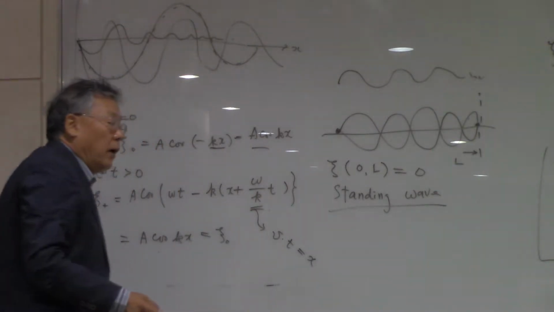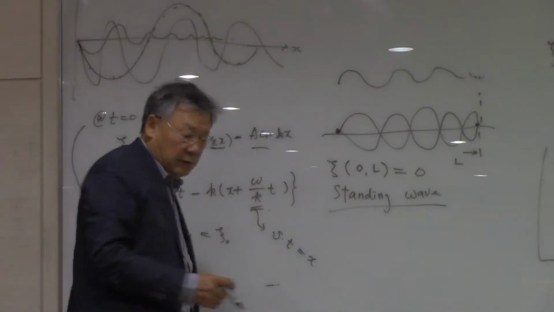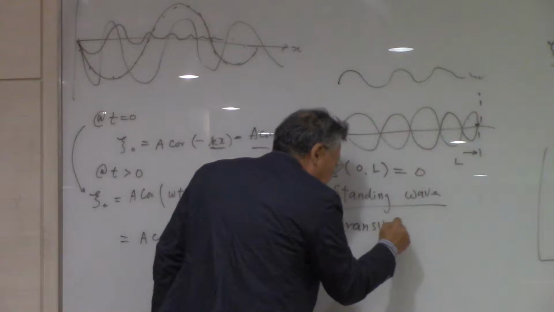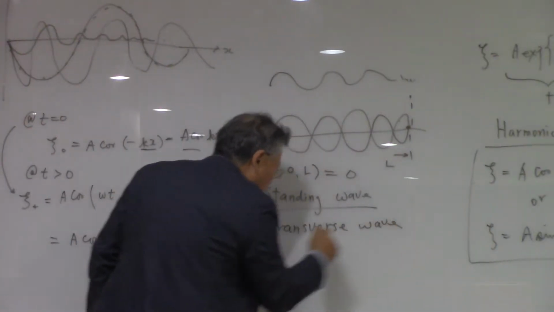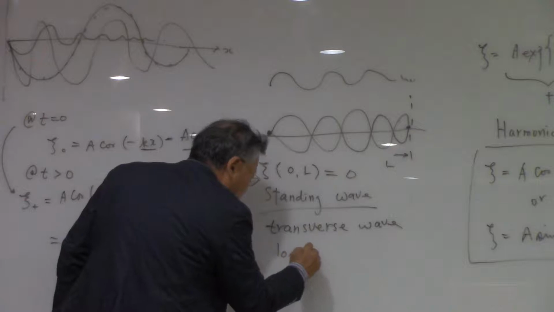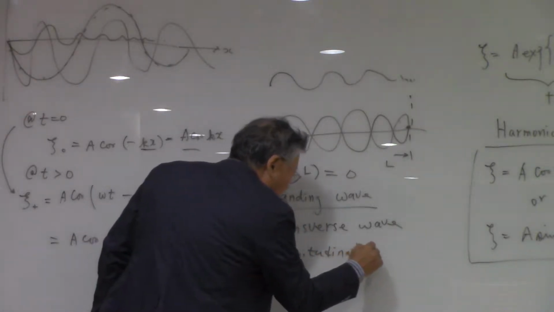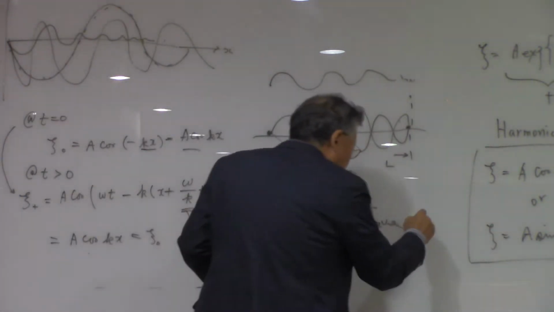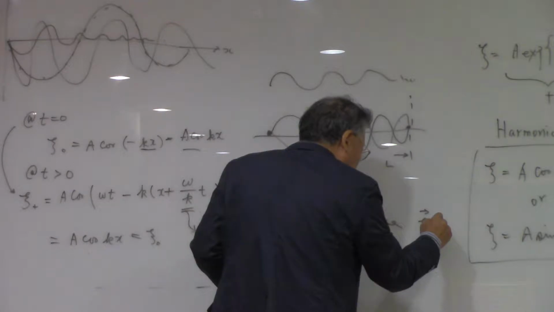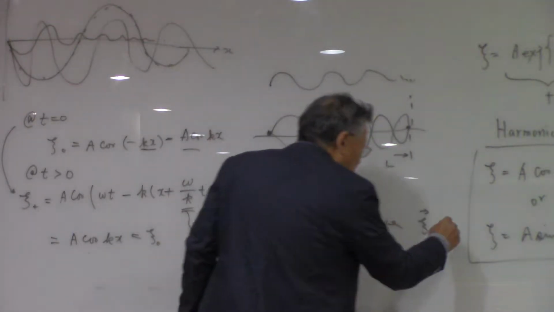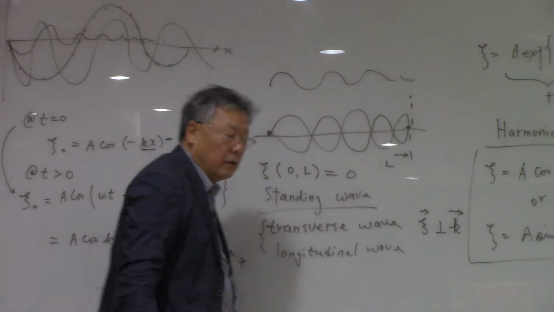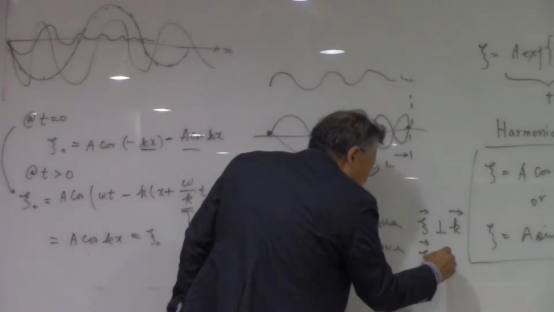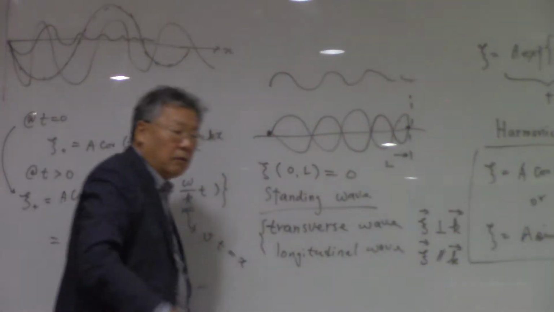And transverse wave and longitudinal wave. Transverse wave is when the displacement vector is perpendicular to the propagation of the wave. Okay, longitudinal wave, the displacement is parallel to the propagation of the wave.